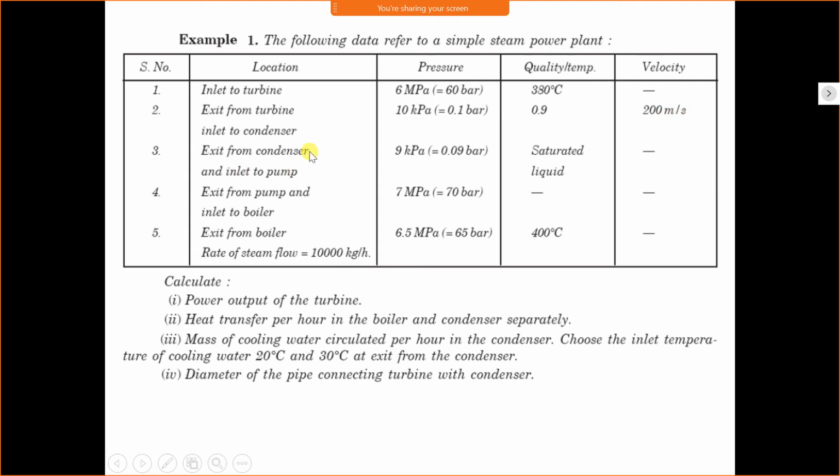Exit from the condenser, meaning inlet to the pump, is at 0.09 bar and saturated liquid. Look at here, whenever saturated or wet is given, only pressure or temperature, not both, would be given. Exit from the pump is given to the boiler, therefore exit from the pump is inlet to the boiler at 70 bar.